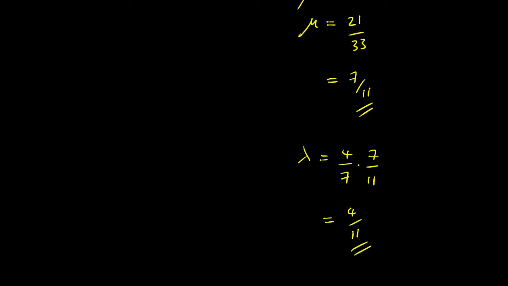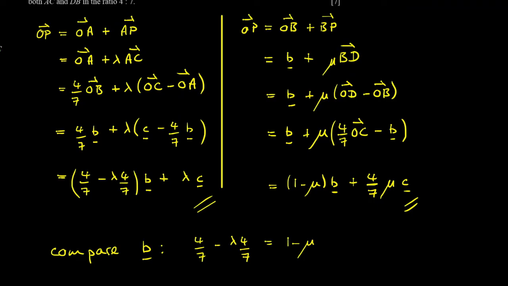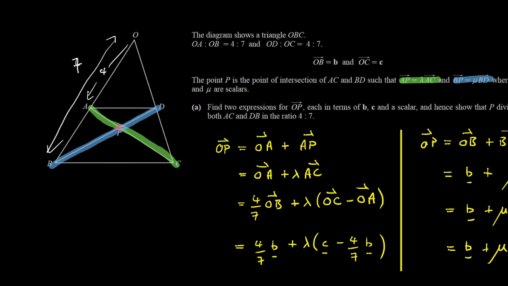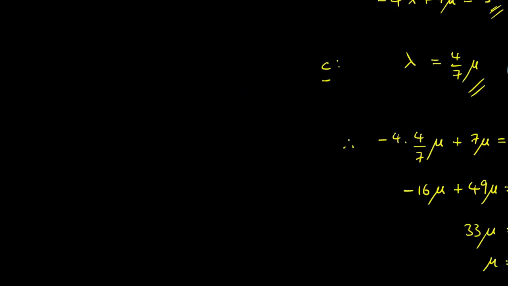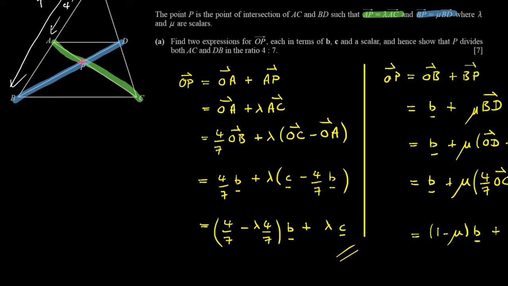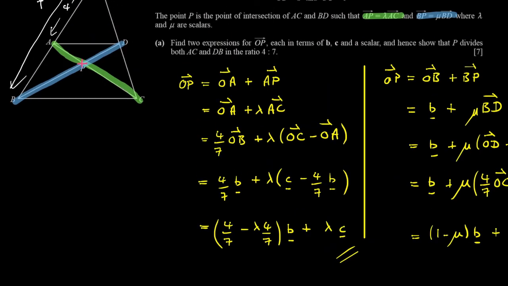Now what does that mean? If we go back to the question, AP is equal to lambda lots of AC. Well, we've just learned that lambda is 4 upon 11. So if we were to go back, this length here, A to P, we're saying is 4, and A to C is 11, right? So that length there has got to be 7, because 4 plus 7 is 11.